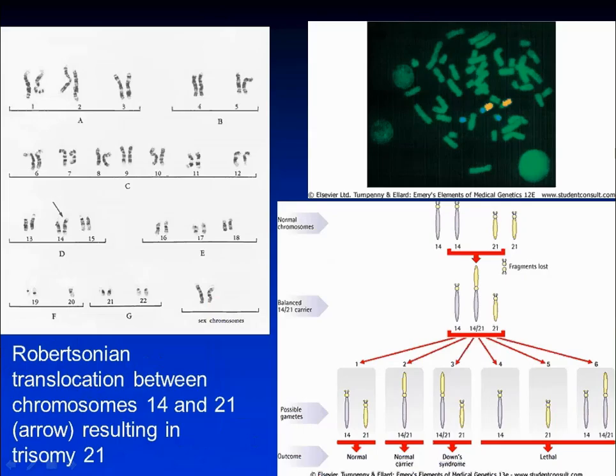Here is a karyotype from a Down syndrome patient. One chromosome 14 is longer than the other one. It is a fusion of chromosome 14 and chromosome 21 following Robertsonian translocation. As shown in this picture, chromosome 14 is labeled in yellow and chromosome 21 is labeled in blue. As you can see, there are 3 chromosome 21.